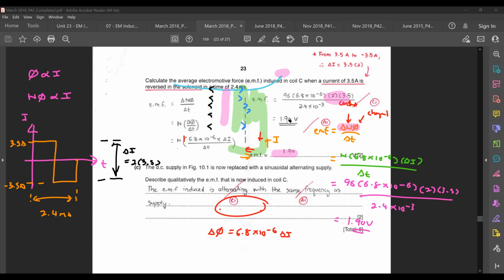Part C, you can't really do it yet. This one is actually related to AC circuits. Once we go through AC circuits, I'll probably make a passing comment on that.